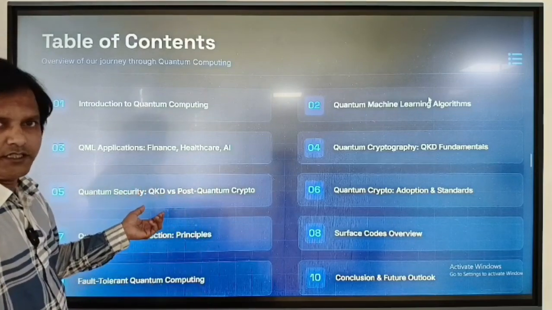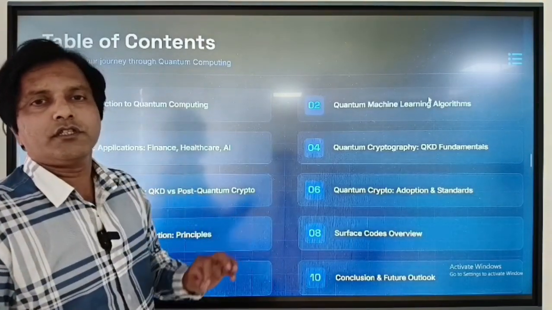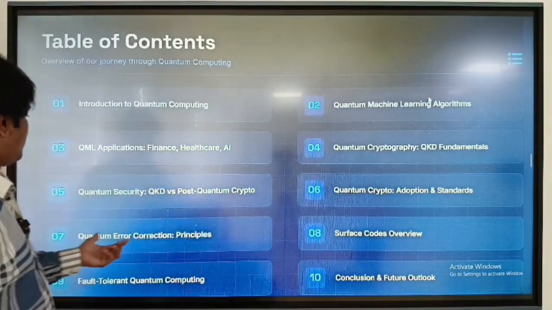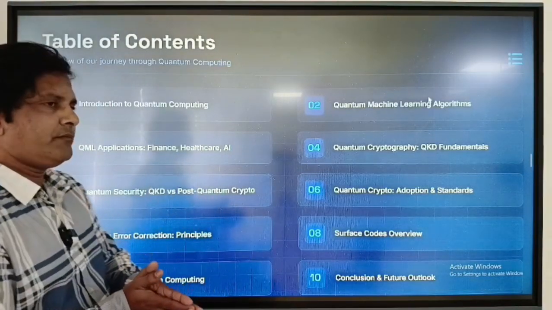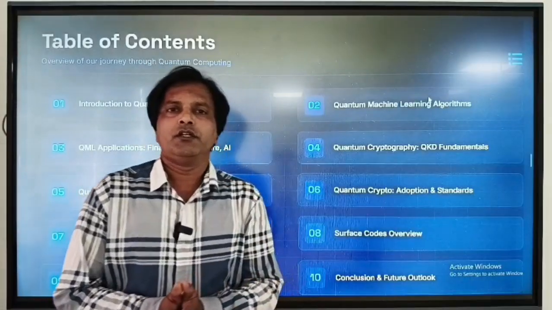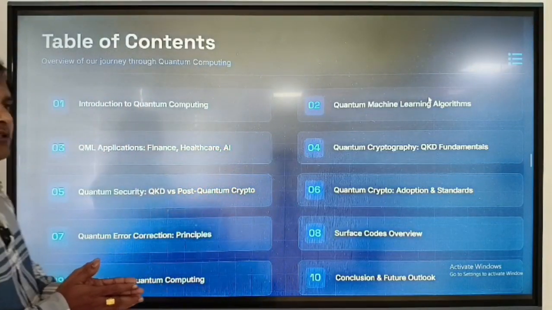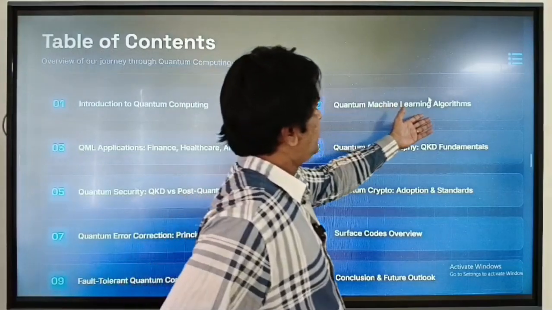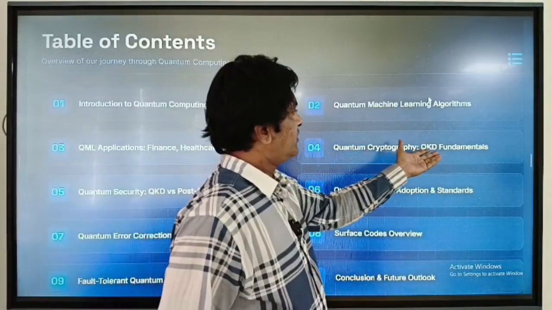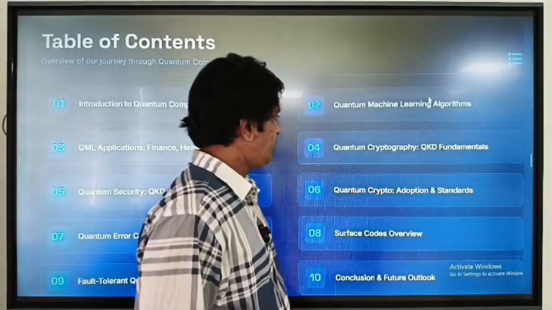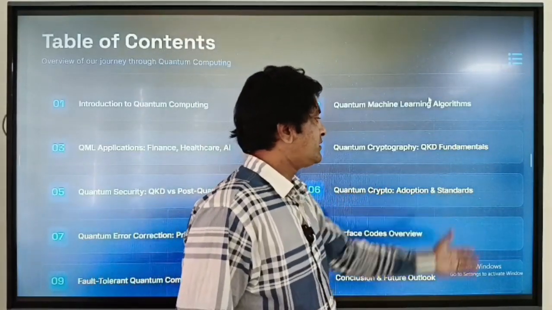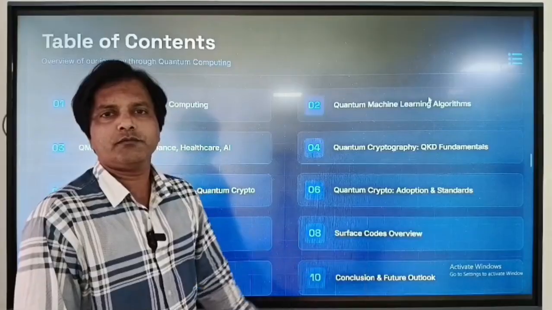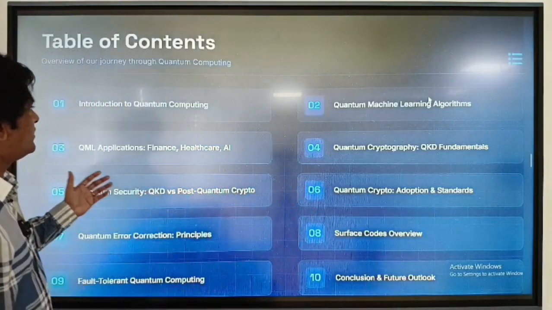This is a communication technique which is hardware based and mostly uses quantum mechanics principles and properties of photons especially. Then quantum error correction. This is a vital set of techniques to protect quantum information from decoherence and noise. So, fault tolerant quantum computing, quantum machine learning algorithms, quantum cryptography, QKD fundamentals, quantum crypto and its adoption and standards, surface code overview, conclusion and future outlook of quantum computing. We will see in the next few minutes what these are.